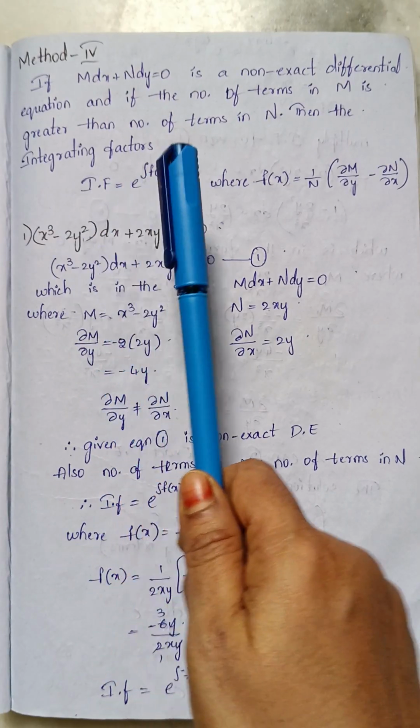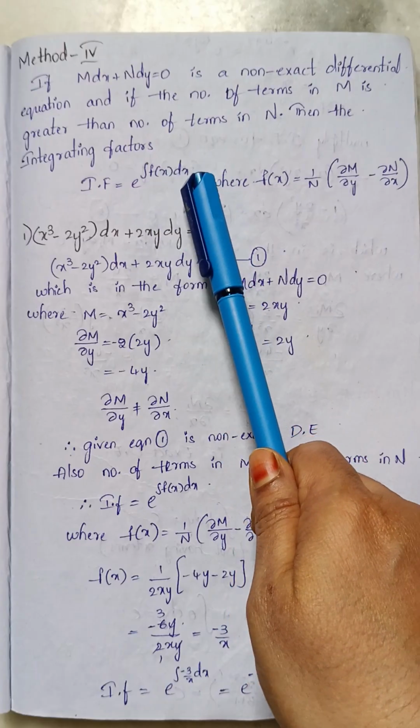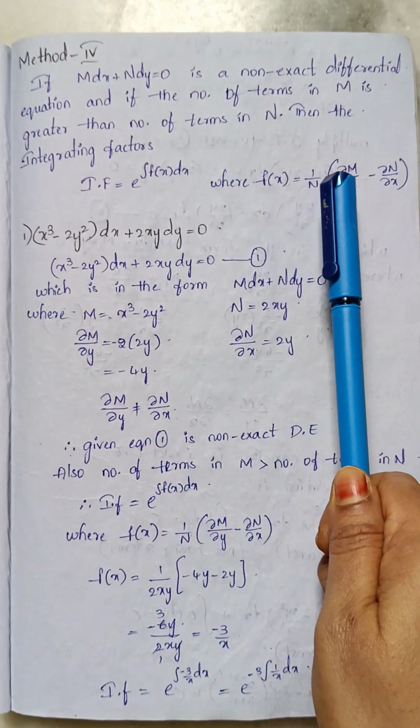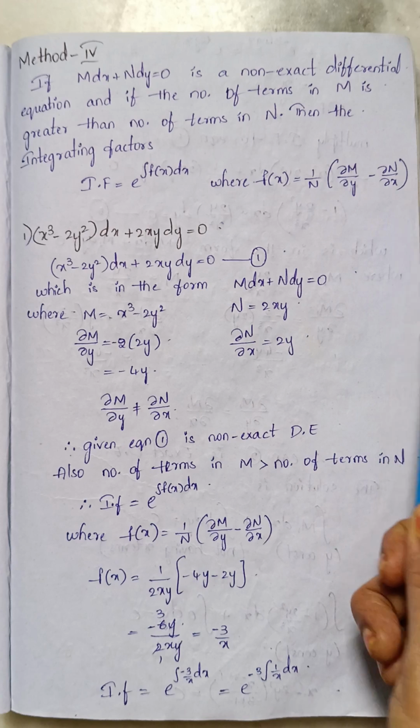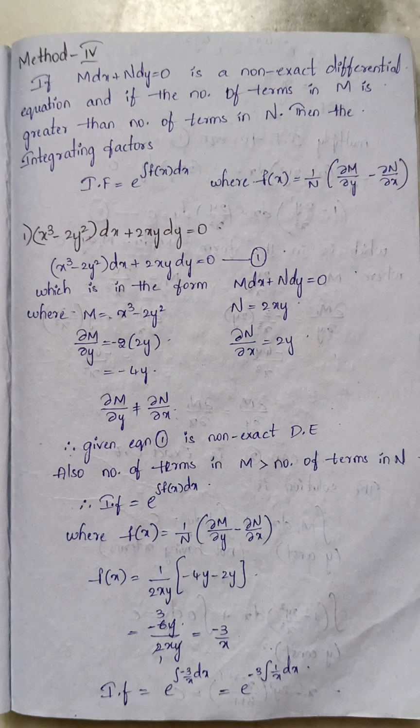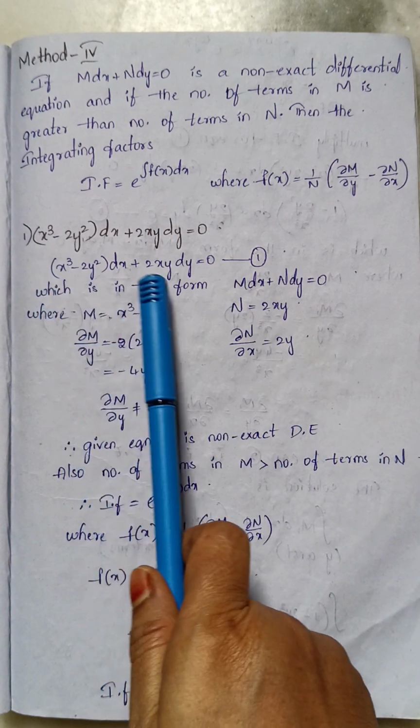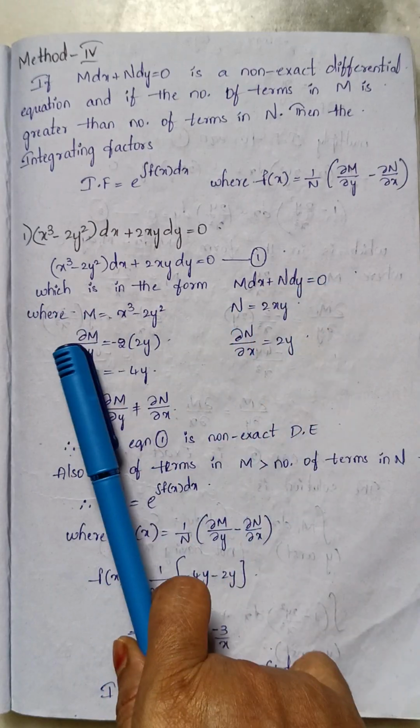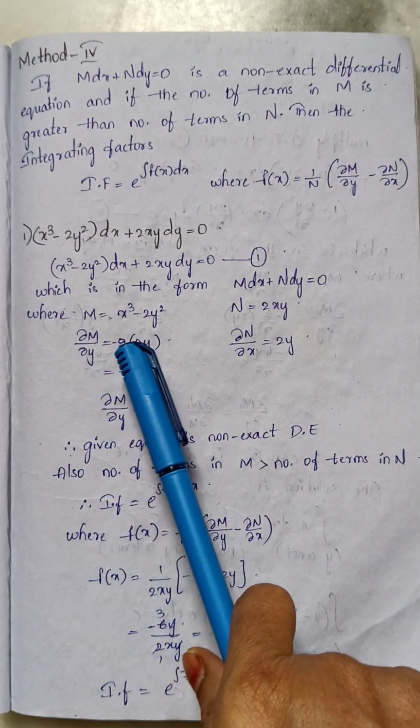Then the integrating factor will be e power integration f of x dx, where f of x will be 1 by N of ∂M/∂y minus ∂N/∂x. See this, M dx plus N dy equal to 0. First of all, check whether it is exact or not.